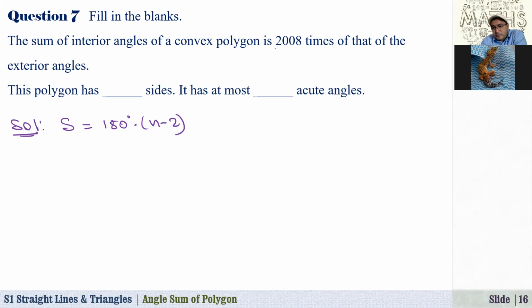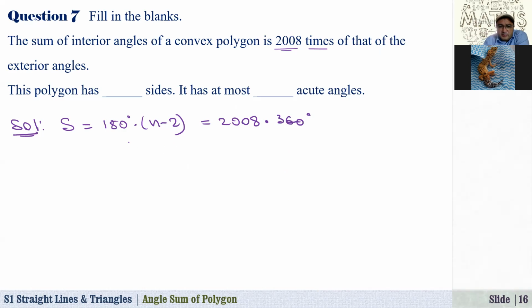It says that this is equal to 2008 times the sum of the exterior angles of that polygon. And what is the sum of the exterior angles of a polygon? It is 360 degrees. So now we have to solve this.